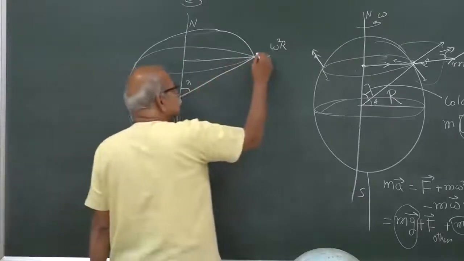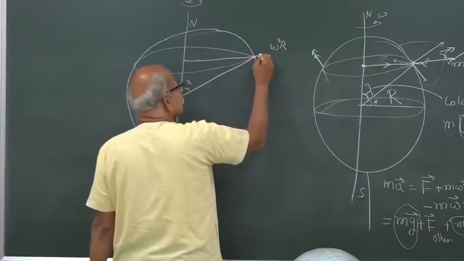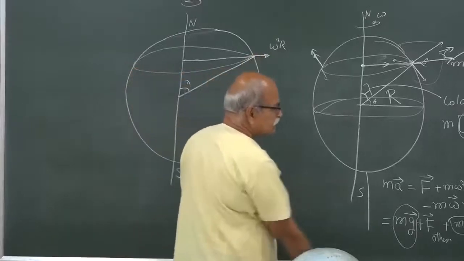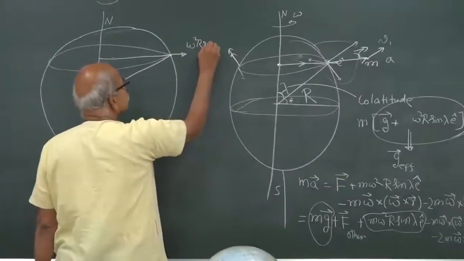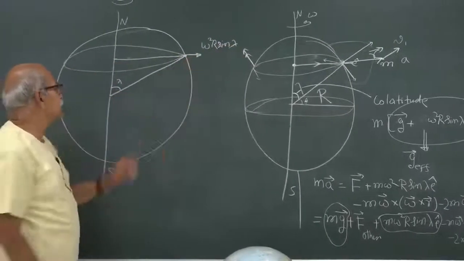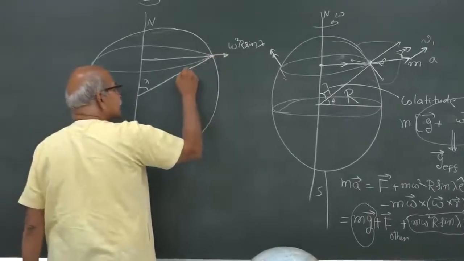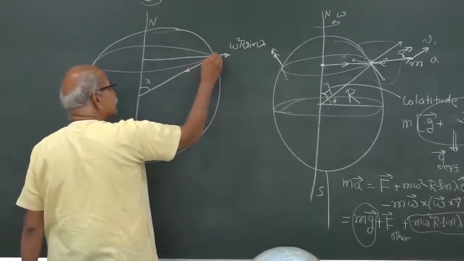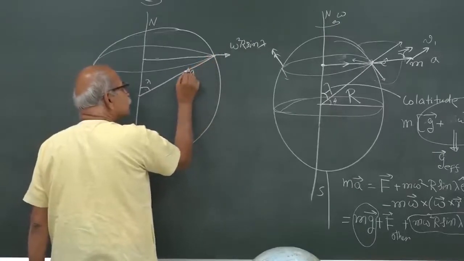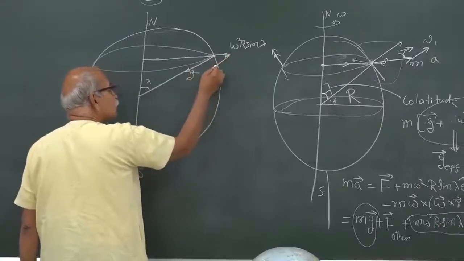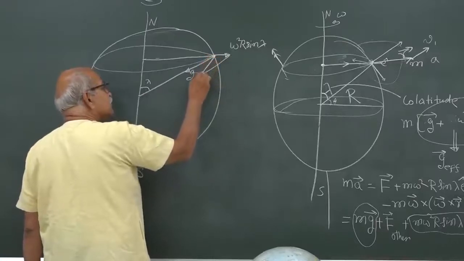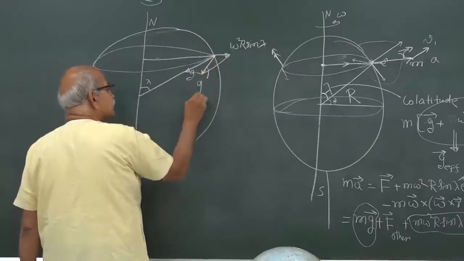So, if you see how much is this omega square R and then sin lambda in this particular direction. So, that is this term, and g is in this direction, 9.8 meter per second square, that g is in this direction, and the resultant of these two will be the direction, and it will give me the direction and magnitude of this g effective. So, this is our g effective.